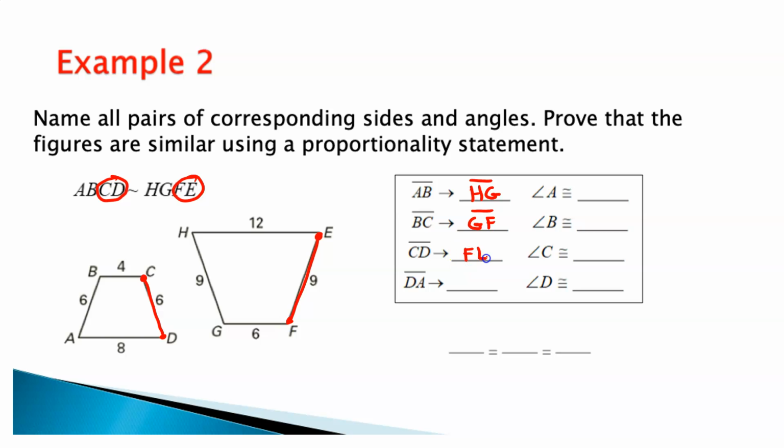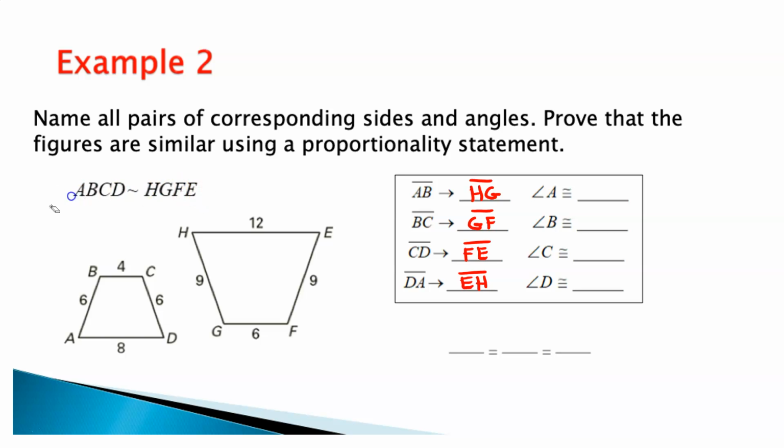Put that line segment symbol up above, and then we got one more side, DA. So using the last and first letter, we're going to use the last E and H. So there we have it. So again, those are all the corresponding sides.